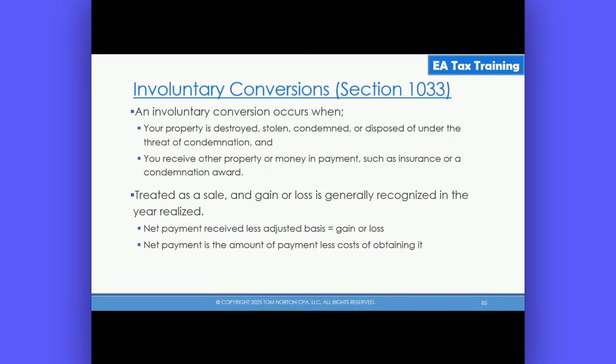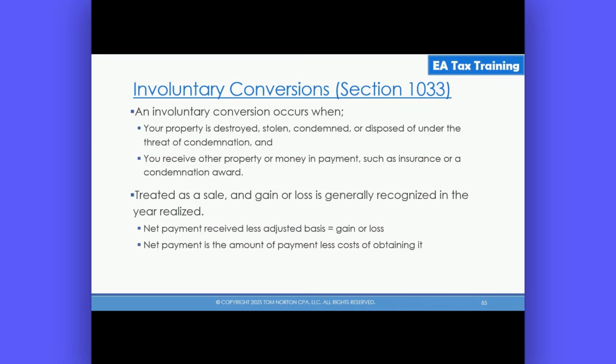This is treated as a sale, and the gain or loss is generally going to be recognized in the year that it was realized. In other words, whenever you received the money, you are going to count that as a gain. The amount of the gain is, as you would expect, the amount received less the adjusted basis.